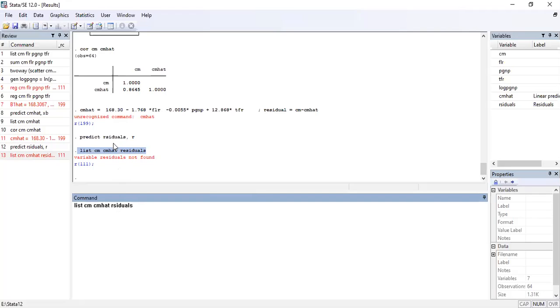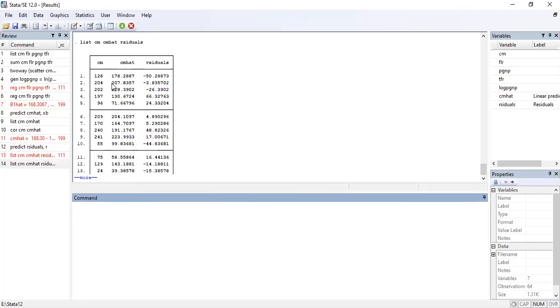RSI, residuals. It's wrong, but I'll write the wrong ones. So here you see CM, CM hat, and residuals. How do you get the residuals? CM minus CM hat. Okay.